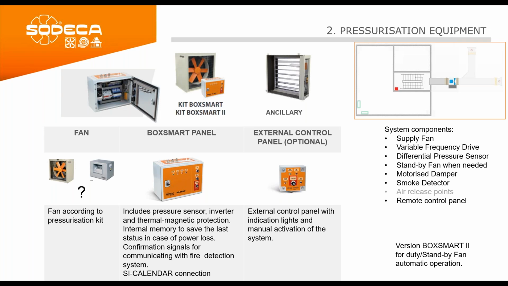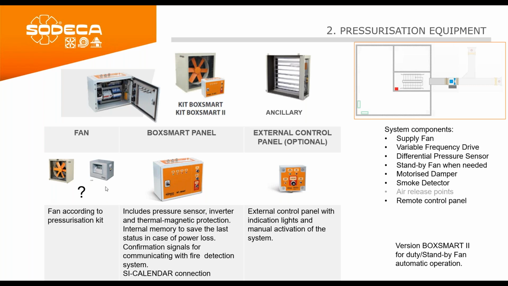Now we follow with the Kit Box Smart or Kit Box Smart 2. When you see this number 2 in Roman numerals, it means that it is the equipment with a standby fan. It goes with only one pressurization control panel, but when these two fans are connected to the pressurization control panel, in the event of failure of the duty fan, the standby fan will run automatically.